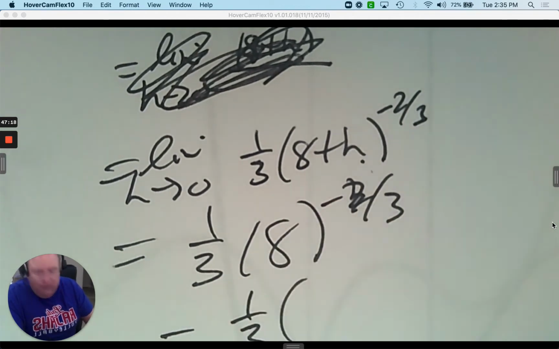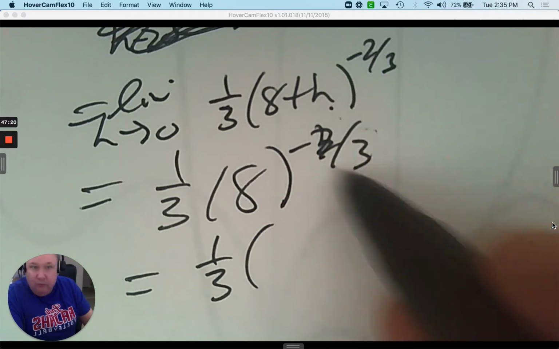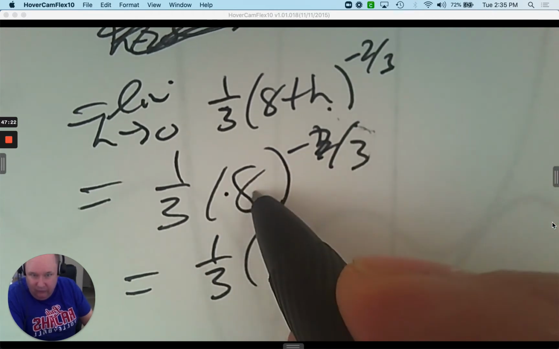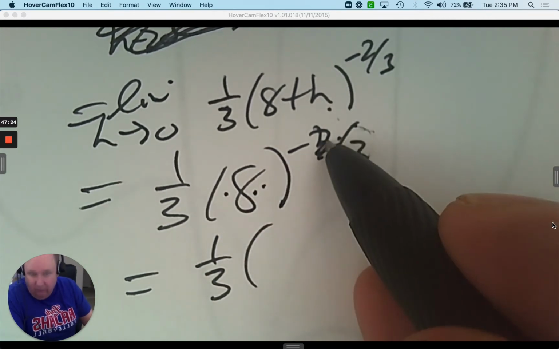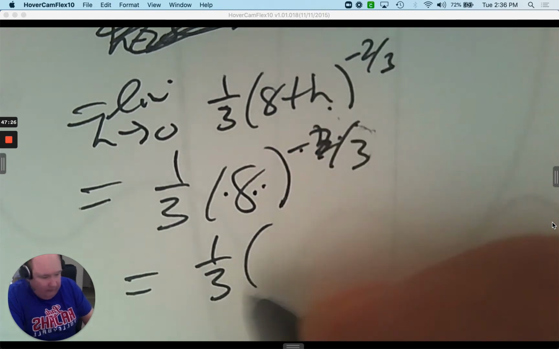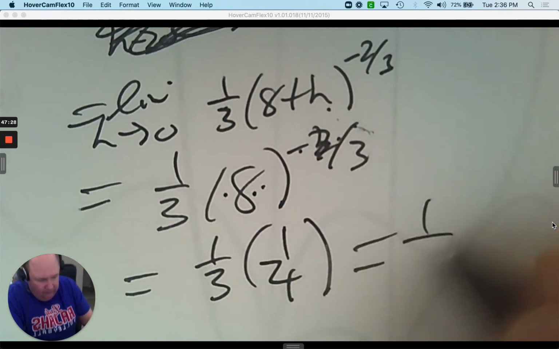So let's see if we can do it. The cube root of 8 is 2. And 2 squared is 4. The negative exponent means do the reciprocal. So that answer is 1/12.